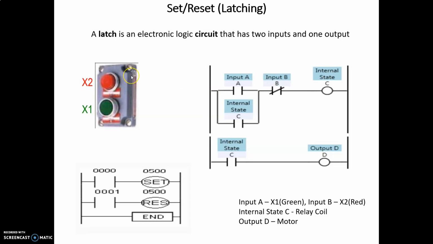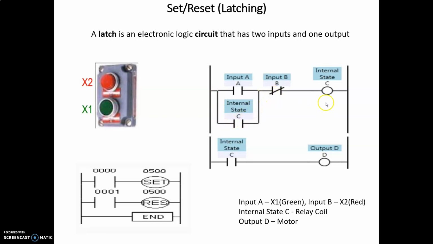Now to switch off the motor, obviously you will have to push this X2 button here, the red switch. As soon as I press this switch, look at the input P symbol here, it is normally closed. So as soon as we press that, it will become normally open. So the supply won't pass through this C into this part.